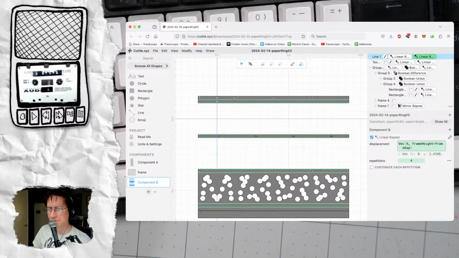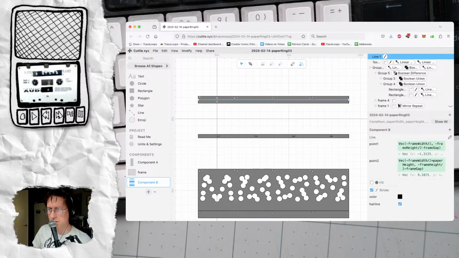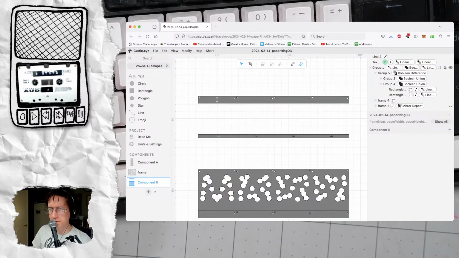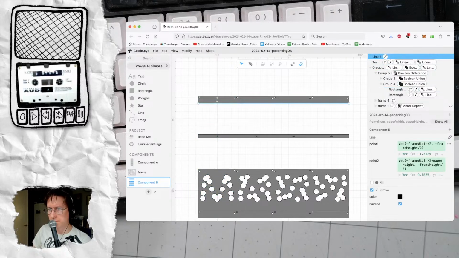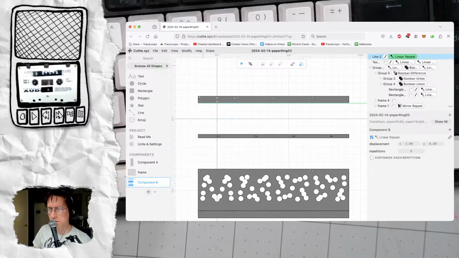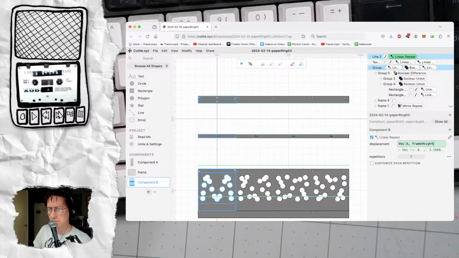So I don't need it. My bad. I don't need line 1. It just needs to be straight. Line 2. Modify linear repeat. 0 frame height. Two.